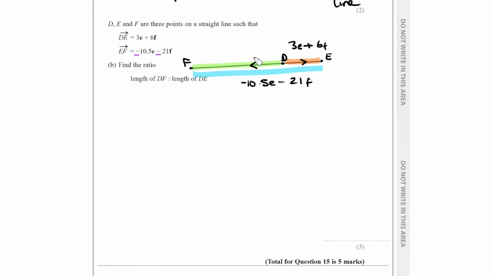So the first thing I would probably do is just work out as a vector DF. So going D to F, if you imagine walking along a line, I would go this direction, so to E. It's meant to be a 6. And then I would go the other way. Effectively, we're just adding them up. You don't have to think about it the way I've just said, but we're effectively just adding them. Let's collect the like terms. So what would that give me? Minus 7.5E minus 15F. So that is the green bit.